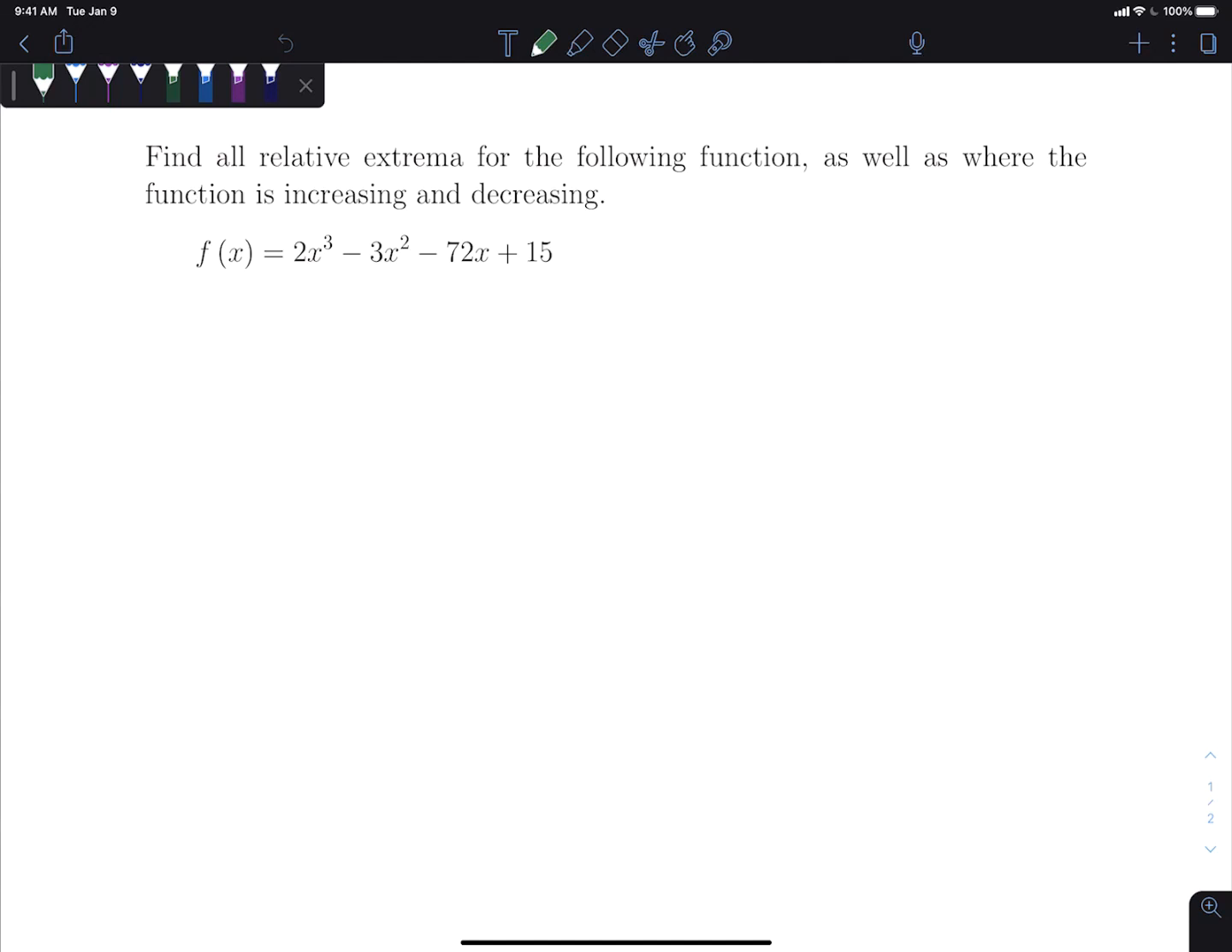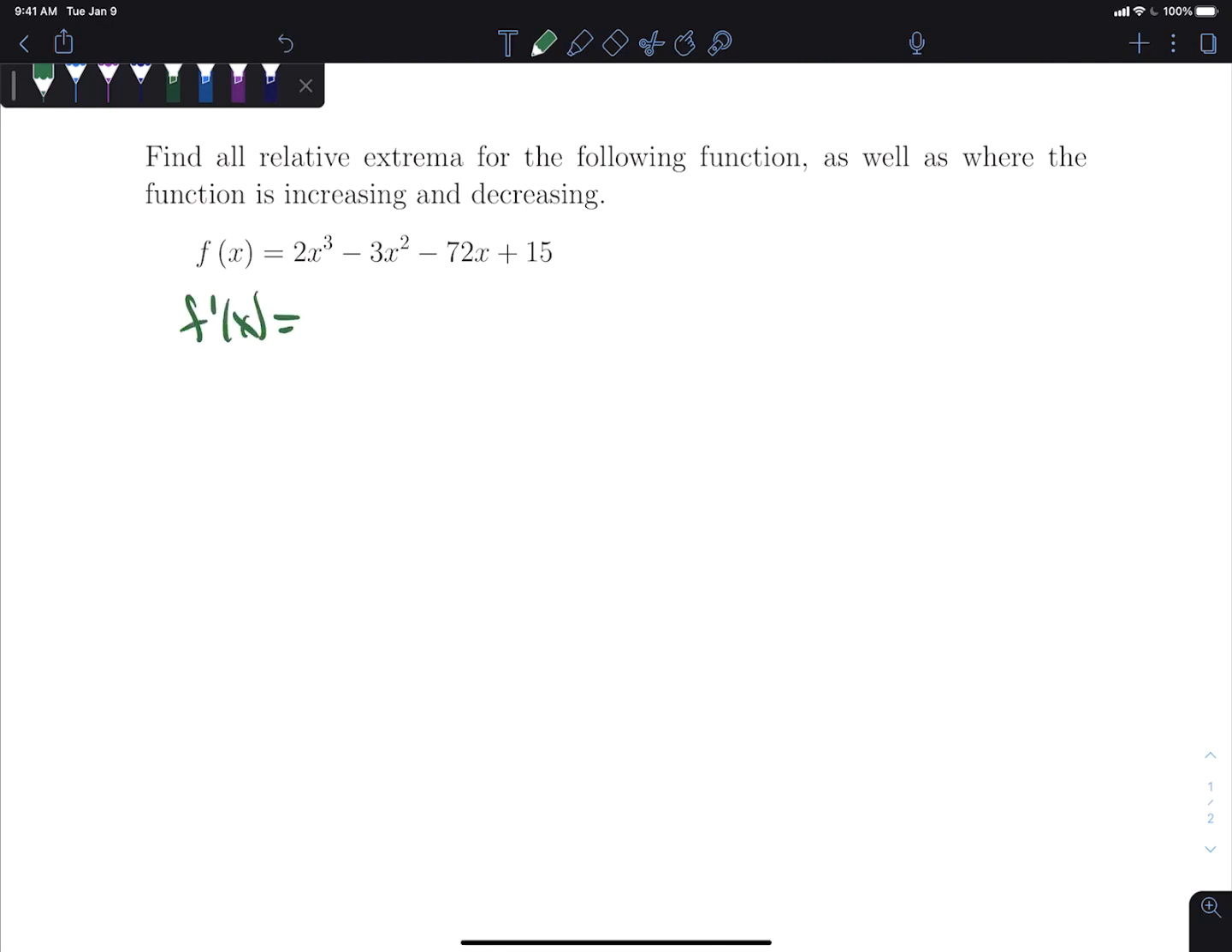Hello. In this video, I want to find all relative extrema for the following function, as well as where the function is increasing and decreasing. So to figure this out, what we first want to do is find critical numbers, and then use the first derivative test. To find critical numbers, we want to find where the derivative is equal to 0 or undefined. Because it's a polynomial function, we just need to find where the derivative is equal to 0.